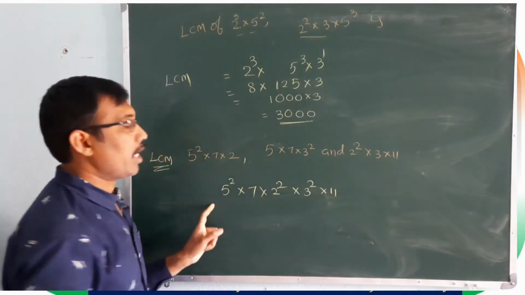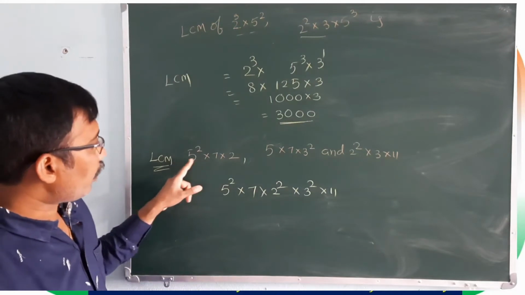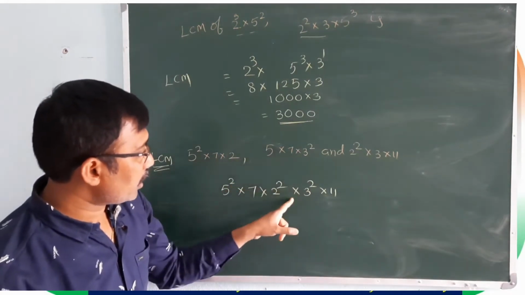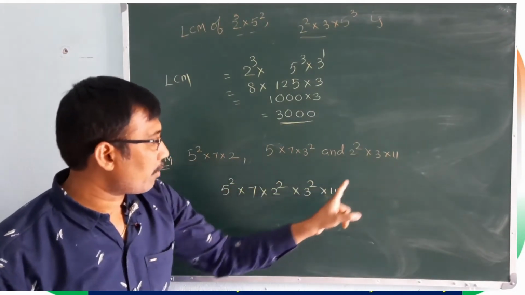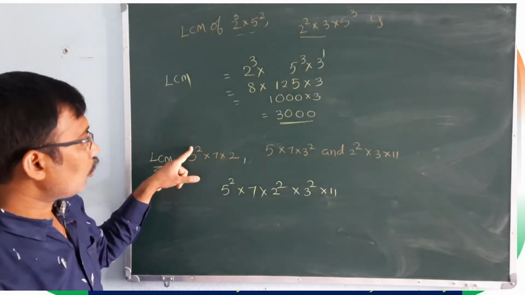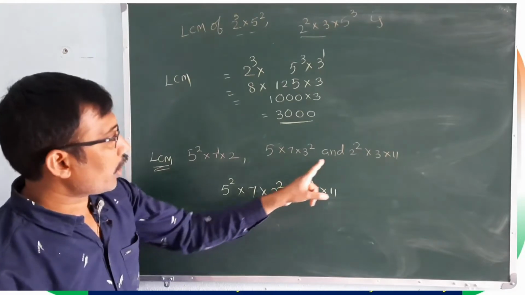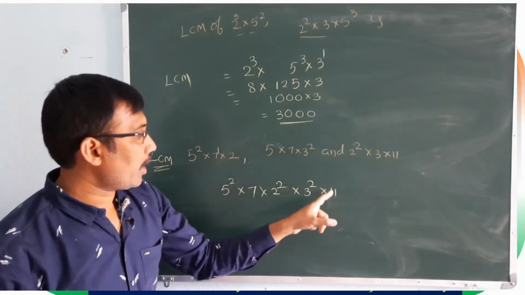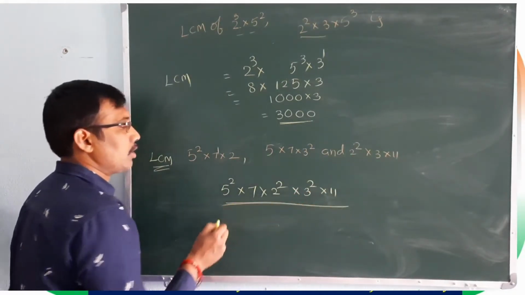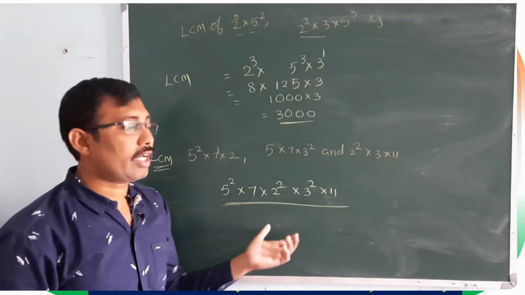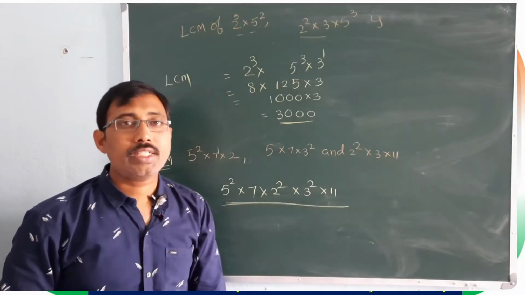Write all factors and highest power. So 5, 7, 2, 5, 7, 3. 3 is right here. 2, 3 and 11. 11 is also there. Next, highest power of 5 is 2. 7's power is highest 1. 2's power highest 2. 3 square and 11. So this is the answer. This is the answer of the LCM of the given 3 numbers. Okay. This is the method.